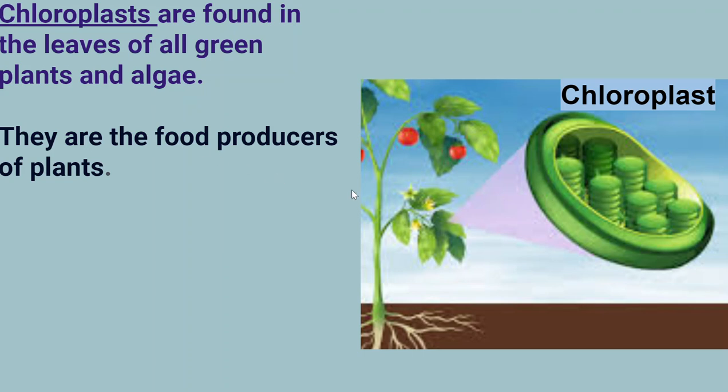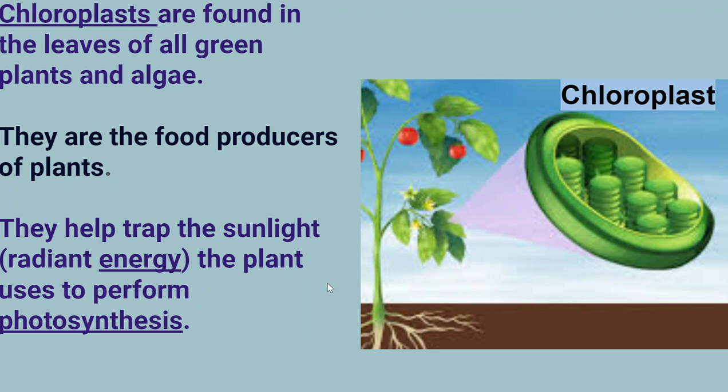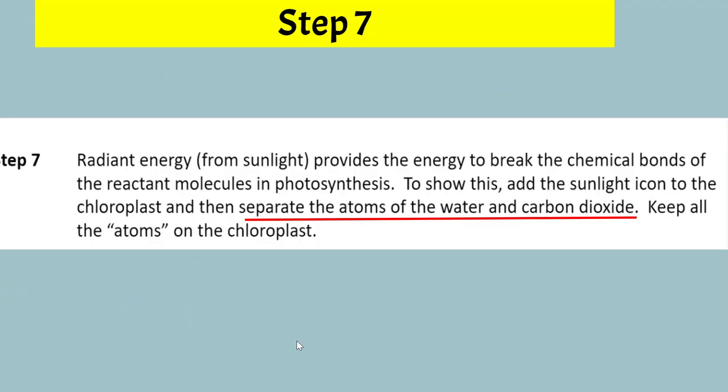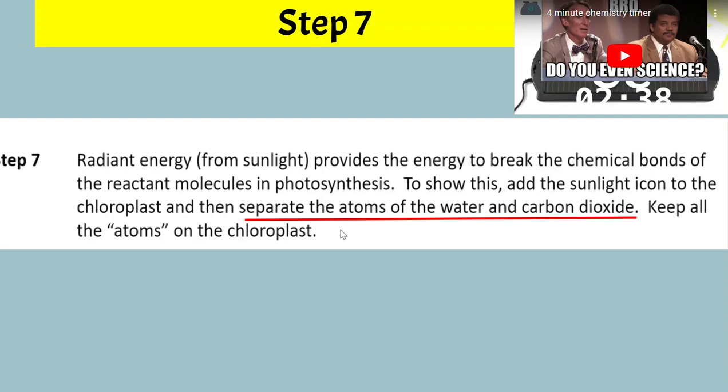That's where the food is produced. And they help trap the sunlight, which is radiant energy, so that the plant can have the energy it needs to do photosynthesis.